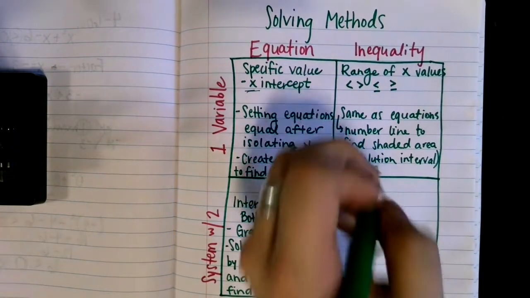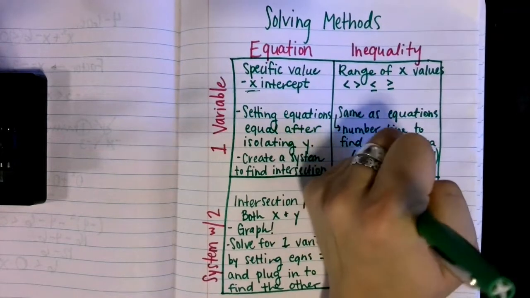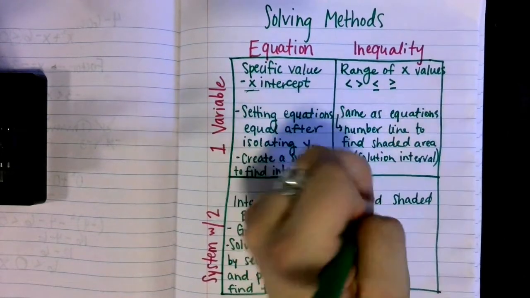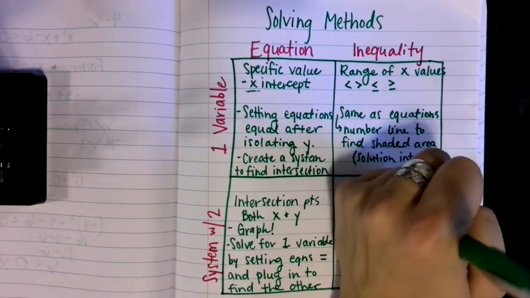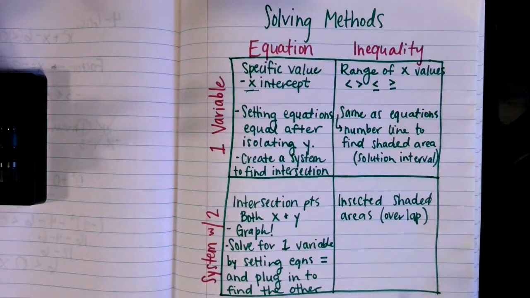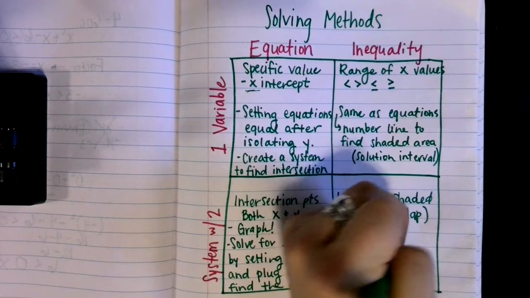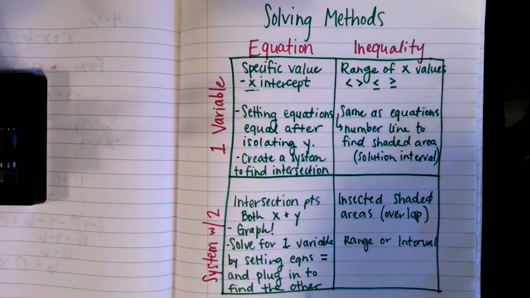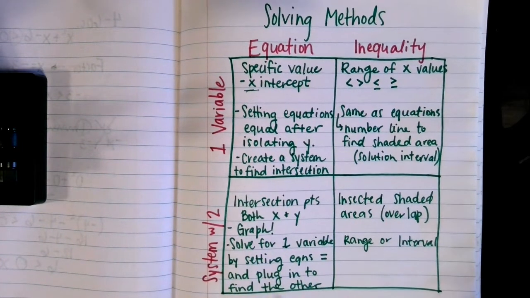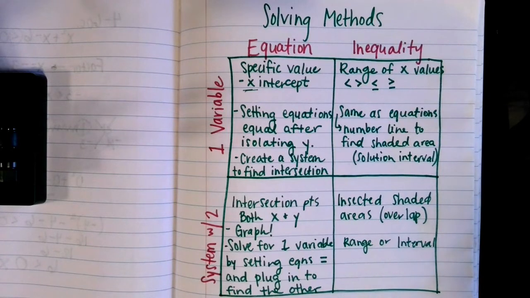Now the difference with inequalities is we are looking for the intersection or the intersected shaded areas. We call these overlaps. So we want to find that whole area where solutions fall, because again, it's a range or an interval. So we can, again, graph, or we can do this solving and then create our solution interval. So we would have just two shaded overlapping areas.